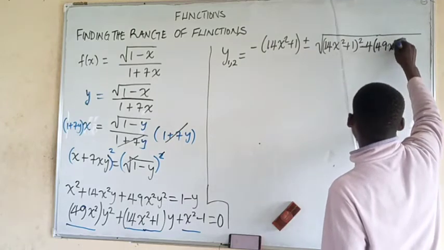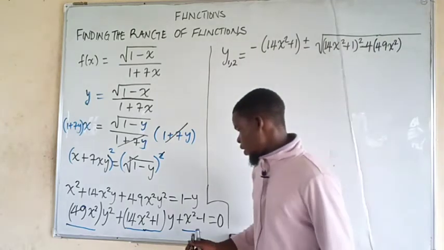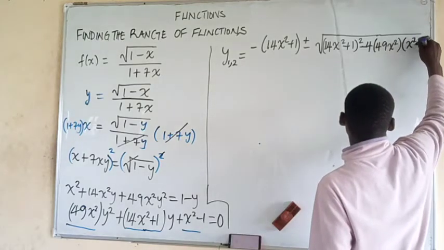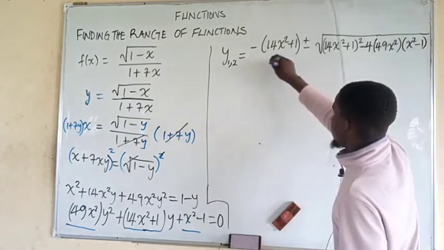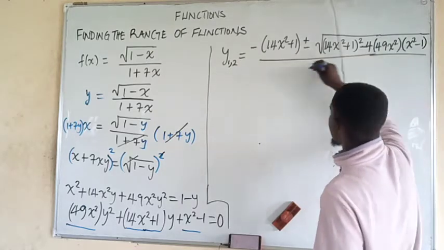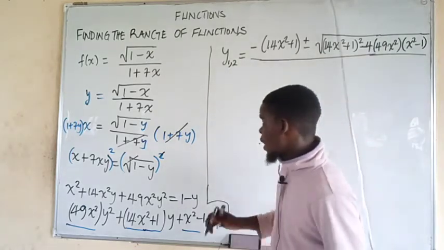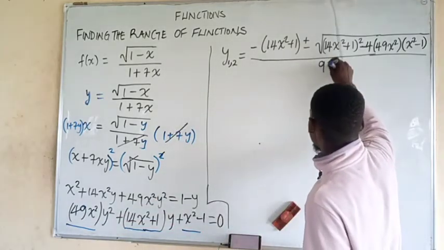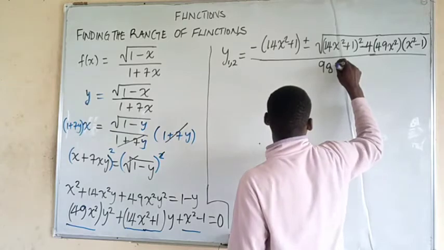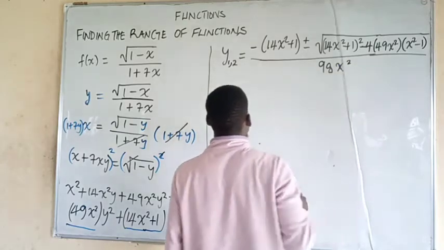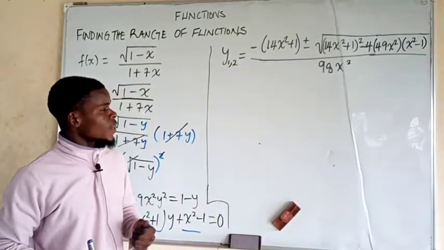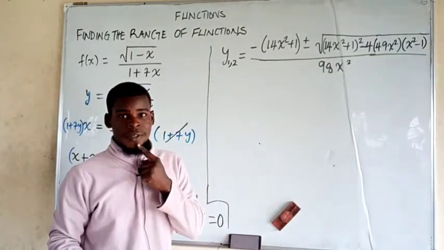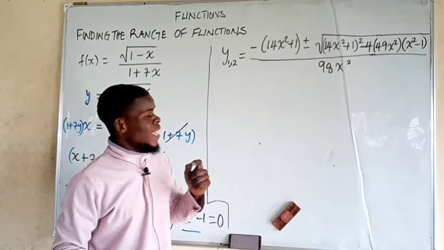49x squared. And then c is x squared minus 1. Right? So we multiply that with x squared minus 1. And then we divide it with 2a. So 2 times a is 49x squared. So we multiply 2 with that. That gives us 98x squared. Okay, great. Now, this expression here under the square root sign, we will need to expand it, all right?